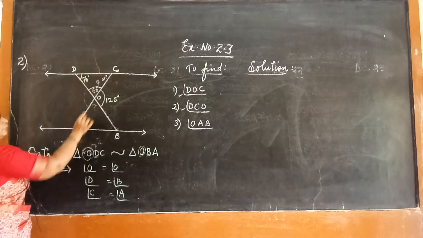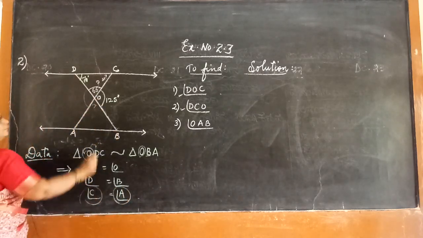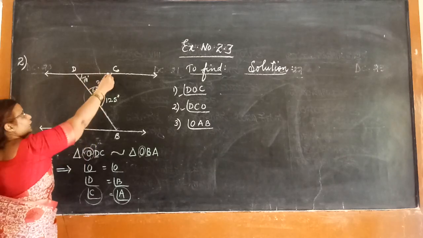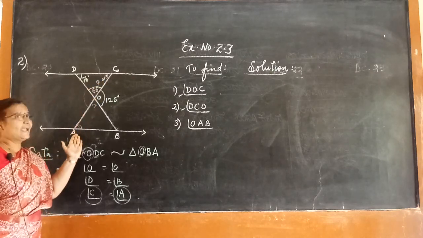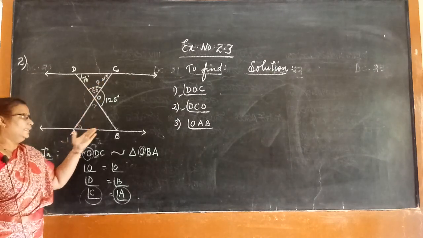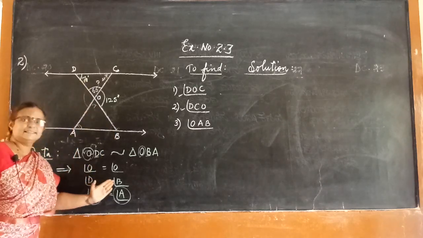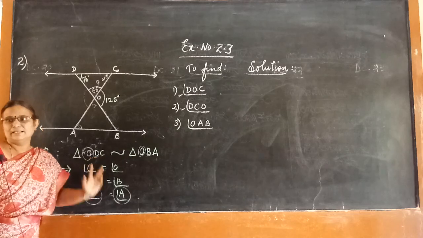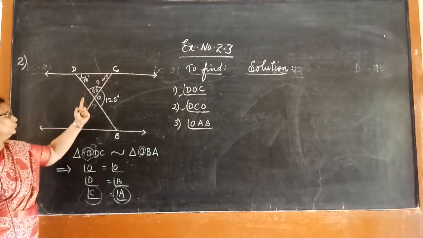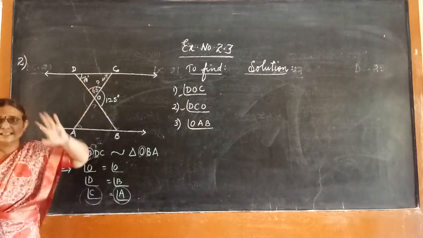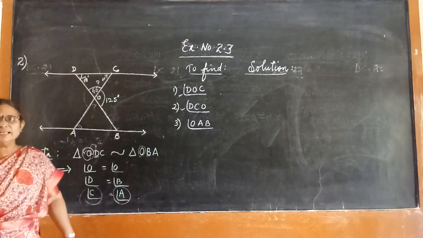Angle OAB. Angle A is equal to which angle? Angle C. Angle A is equal to angle C. What is the measurement of angle C? 55 degrees. Therefore, angle A is 55 degrees. We can even find angle B. What is the measure of angle B? 70 degrees, because angle D is equal to angle B, because both triangles are similar. In this way, how many angles can we identify? 1, 2, 3, 4, 5, 6 angles we can find. But in the question there were only 3. Let us find only 3.